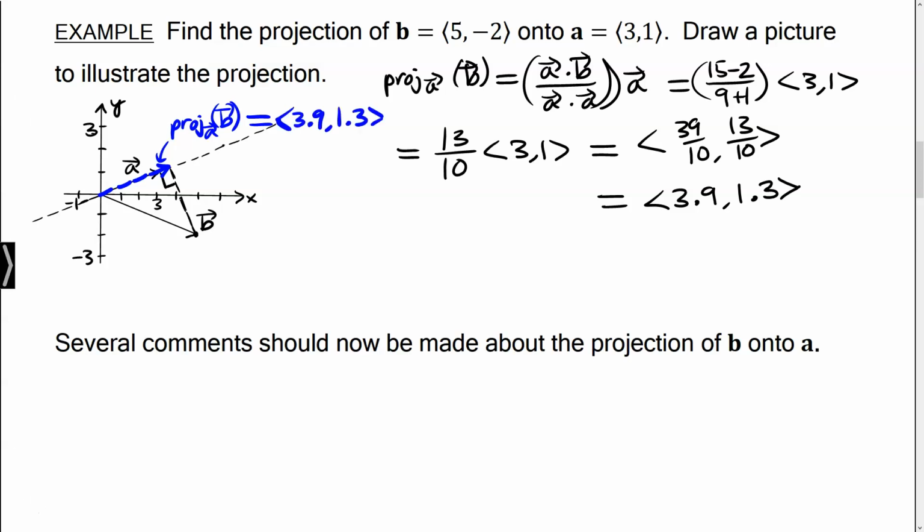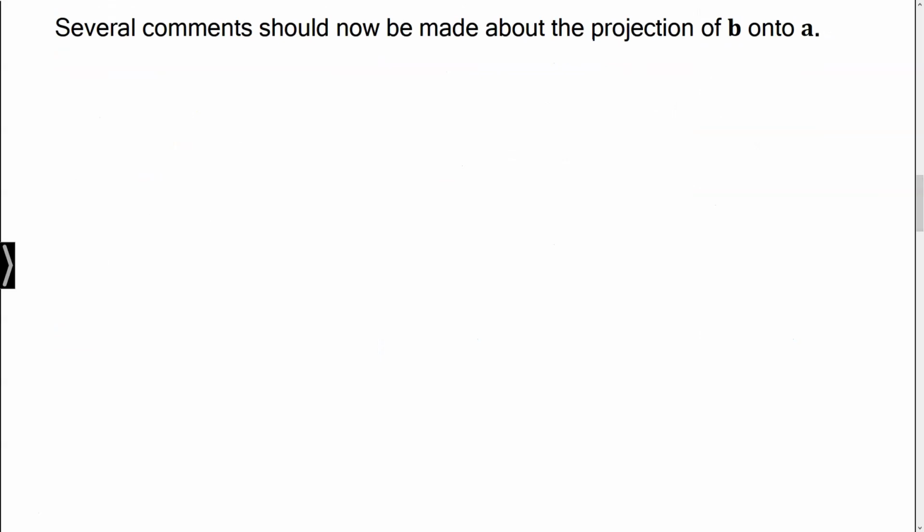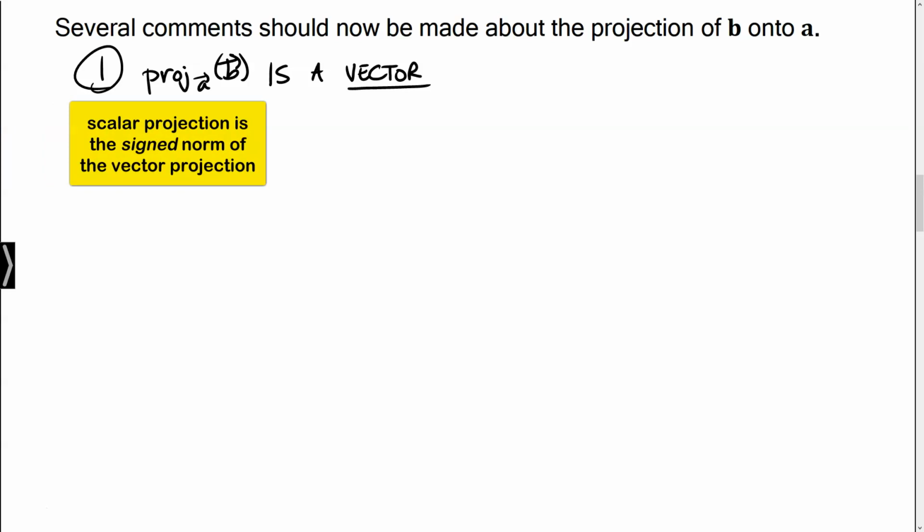All right, before we go any further, there's several comments I should make because there's some common mistakes people make and there's just some observations that need to be made about this. There's a lot of these, so I'm just going to number them. So first thing, the projection of B onto A is a vector, not a scalar. There is such a thing as scalar projection. It's a component, which is the norm of this, the length of this vector, but the projection itself is a vector, not a scalar.